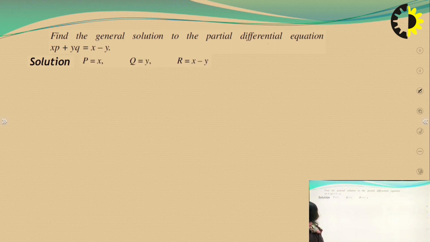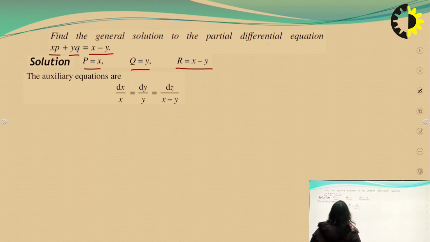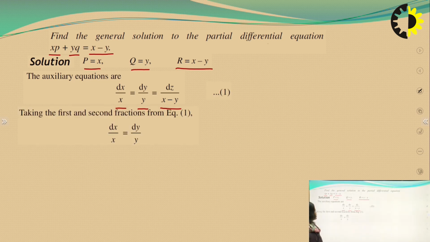So, I am considering one more example to make my point. Find the general solution to the partial differential equation xp plus yq is equal to x minus y. Here capital P is x, capital Q is y, and R is x minus y. So, the auxiliary equations become dx upon x equal to dy upon y equal to dz upon x minus y. This is my set of equations. I will consider the first two equations, dx upon x equal to dy upon y, which gives me on integration log x equal to log y.